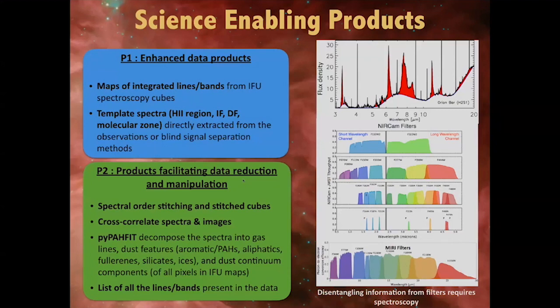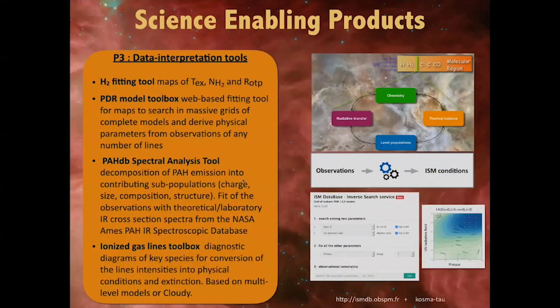And then we'll also give a list of all the lines and bands that are present in our data. And then finally, we will provide some data interpretation tools. We will provide an online tool for H2 fitting, which will, once you give in your molecular hydrogen fluxes for your maps, give you back excitation temperature, column density for molecular hydrogen, and the ortho to para ratio.